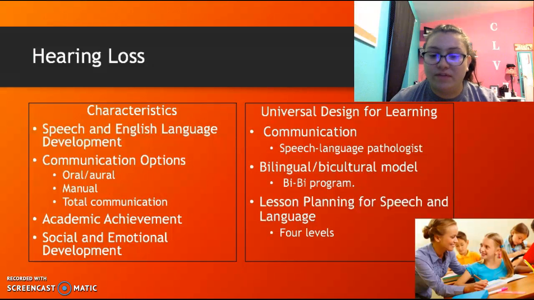There should be 4 levels of planning. Concept planning is number 1. Number 2, language goals planning. Number 3 should be speech goals planning. And last but not least, auditory goals planning. And each participant should have input and responsibility for every aspect of planning and instruction.